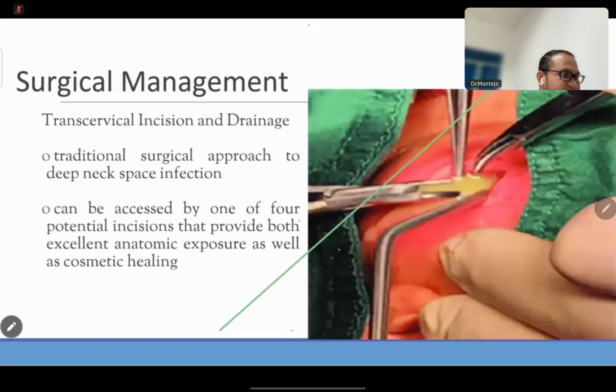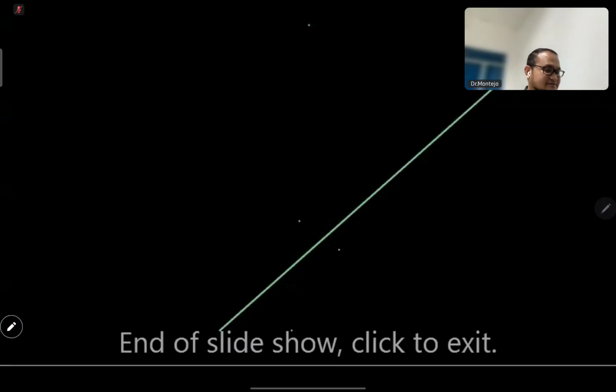Next would be transcervical incision and drainage. This is external on your neck. This is the traditional surgical approach. Then you can have multiple openings, 1 to 4 potential incisions. But always direct your incision through gravity so there is continuous drainage. And then most of the time they have good cosmetic healing of the incision. Sige, I think that's it. That's the end of my presentation.